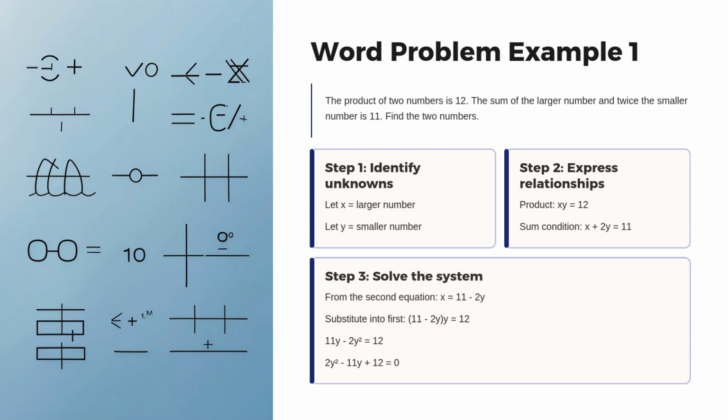Now rearrange into standard quadratic form. 2y squared minus 11y plus 12 equals 0. This is simplified by bringing all terms to one side and writing with a positive leading coefficient. At this stage, the problem reduces to solving the quadratic equation. 2y squared minus 11y plus 12 equals 0.